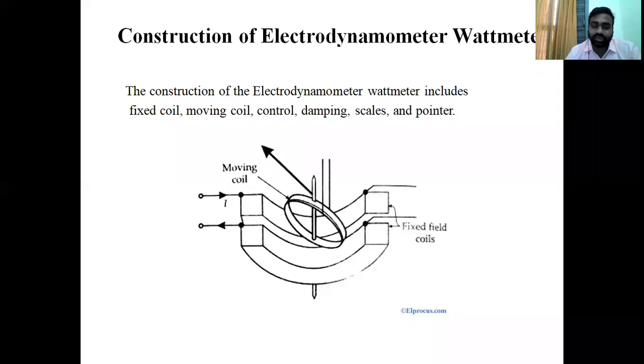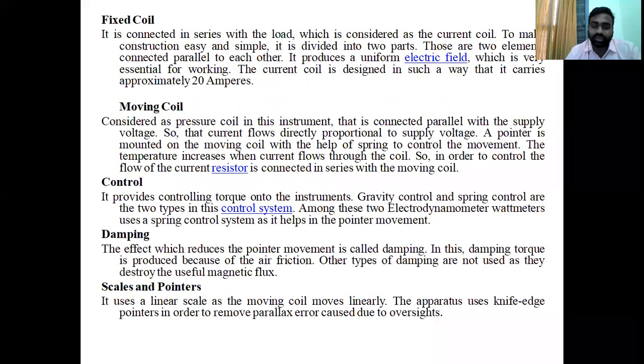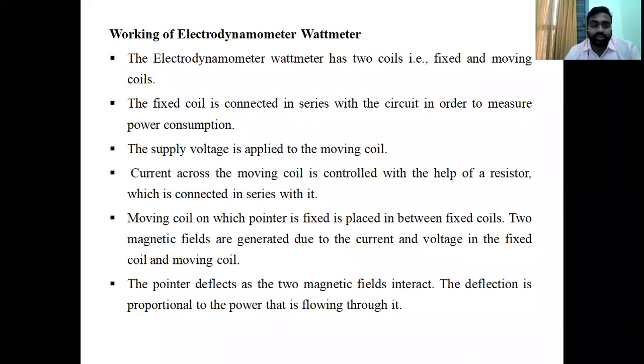So if we observe the working of this electrodynamometer type wattmeter, this is what we discussed in theory. Up to now, we have two coils: one is a fixed coil and the second one is a moving coil. This is a summary of what we discussed up to now. The fixed coil is connected in series in the circuit in order to measure the power consumption, and the voltage coil is connected in parallel with respect to the applied voltage.